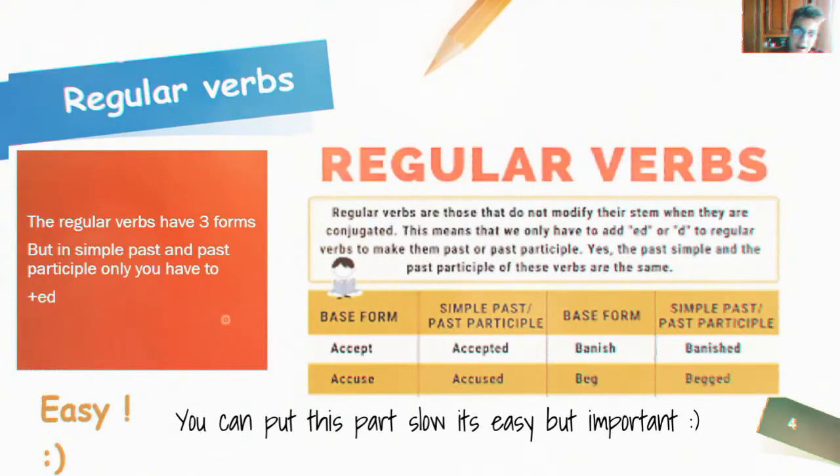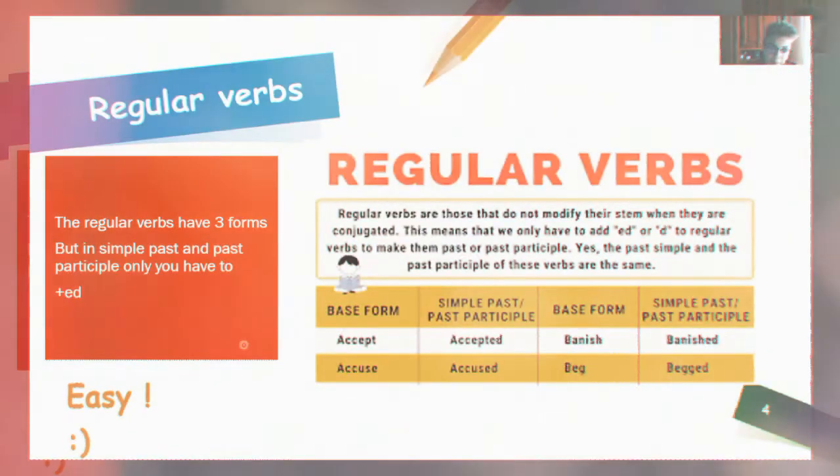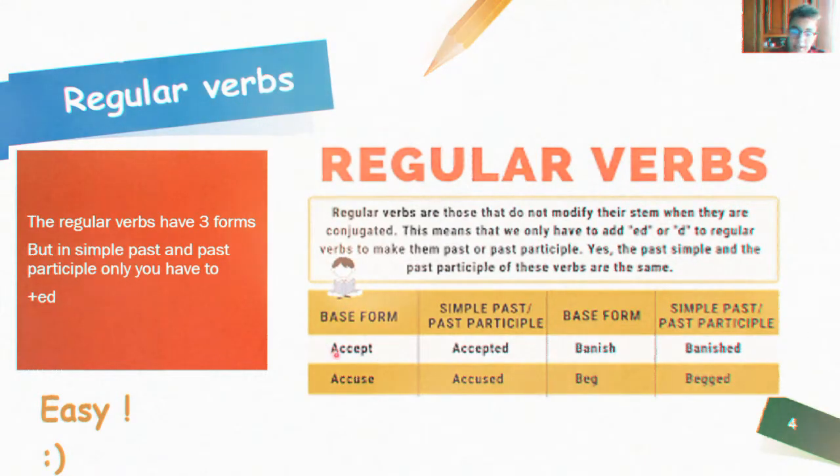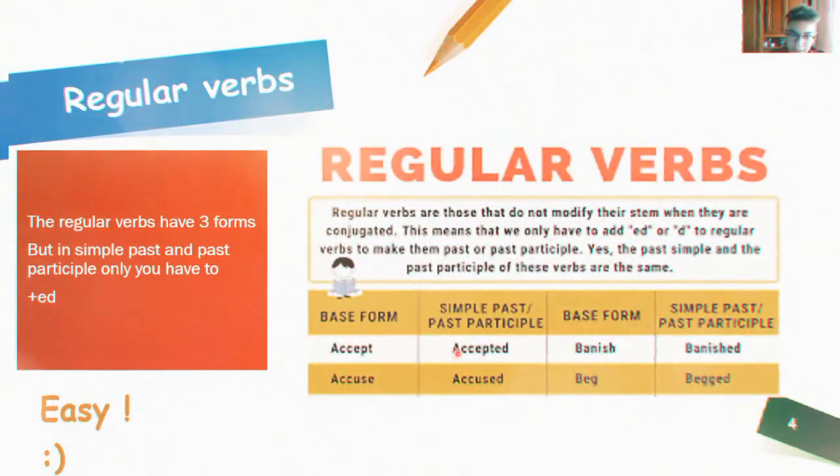Regular verbs. Regular verbs are easy because the base form, the simple past, and the past participle are the same. To change, you only have to take the base form and write the word with ed, and that is all. In this example, the verb is accept, the simple past is accepted, and the past participle is accepted, the same word for both cases.